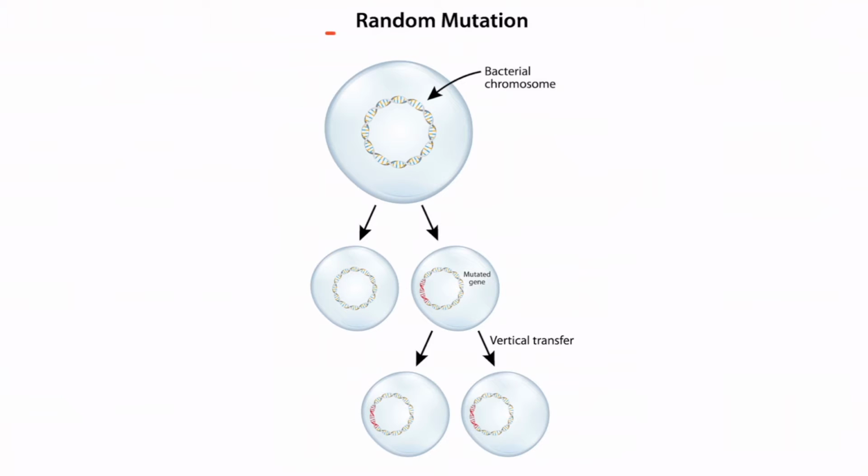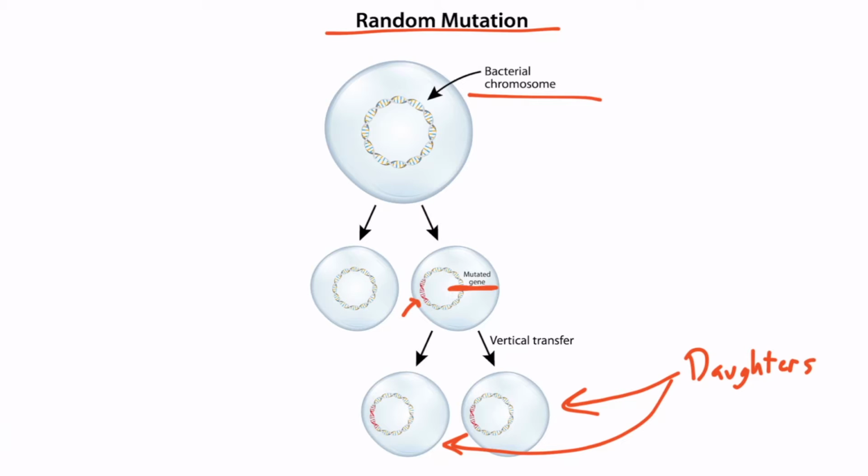This image demonstrates random mutation. Here is the bacterium with its bacterial chromosome. And binary fission occurs, that's how bacteria replicate, and one of the daughters randomly mutates part of its genome, as you can see right here, with this red part of the chromosome. This change will then be passed on to the progeny, which are represented by these two daughter cells.